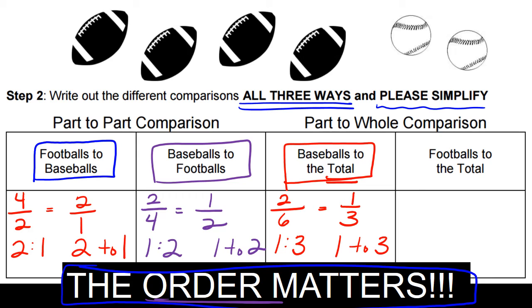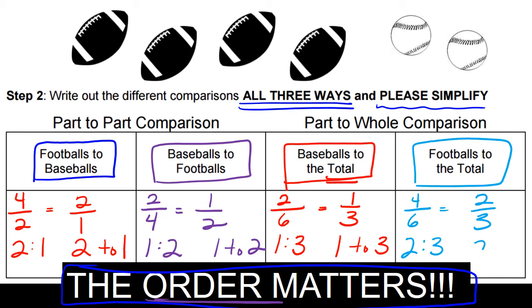So last but not least, we have footballs to the total. So we have 4 footballs to 6 total in our mix here. That simplifies to 2 over 3. I'm going to use a simplified fraction to write this 2 more ways. So I have 2 colon 3, and then the word "to", 2 to 3.